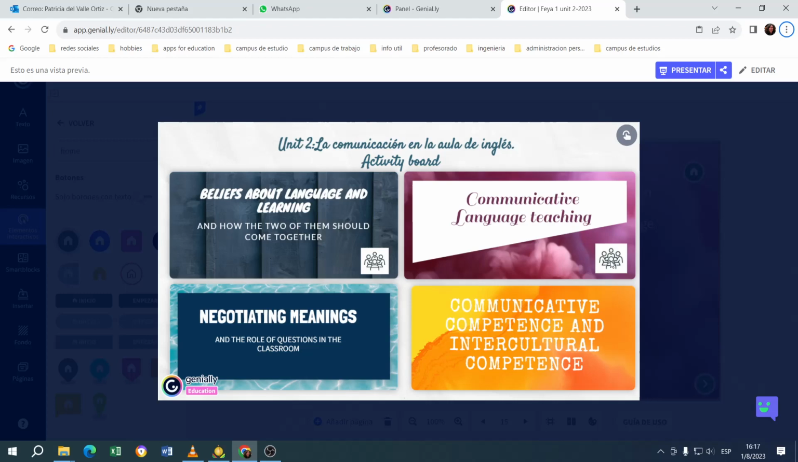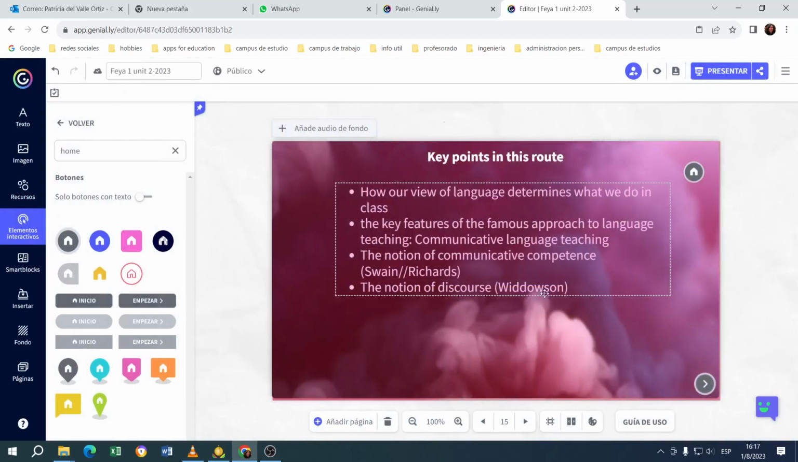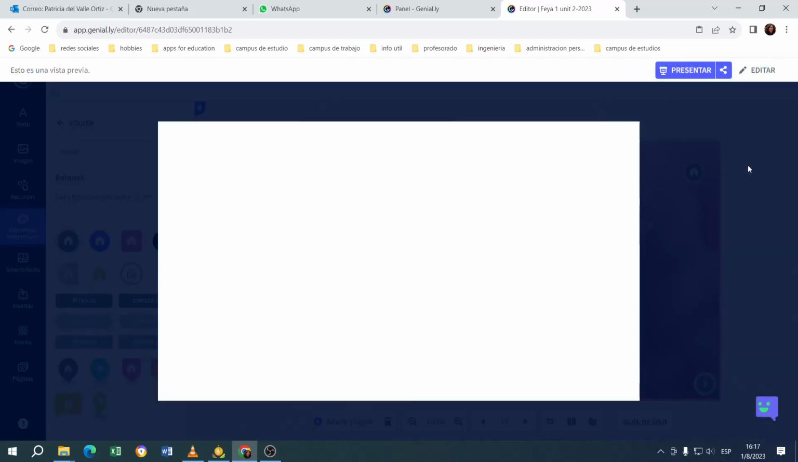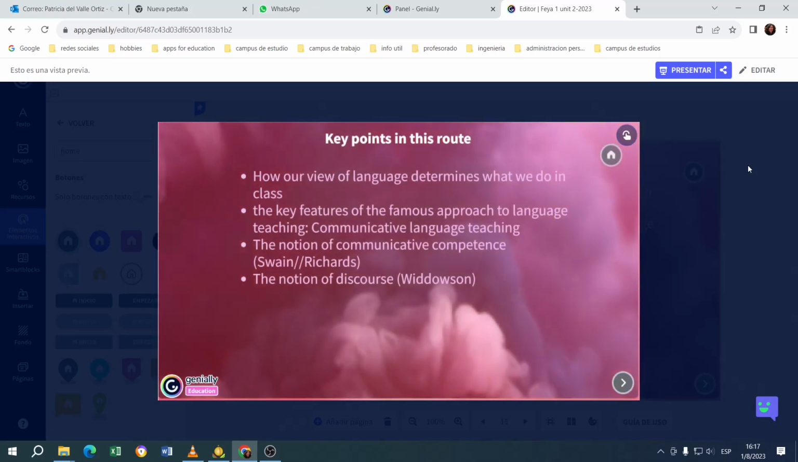Remember that I'm going to activate this icon so you can have access through this icon to this component, to what is replacing the face-to-face component, okay? So let me start with the key points of this component of the route.